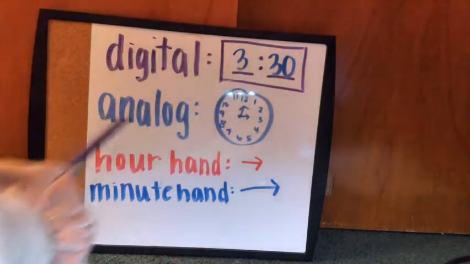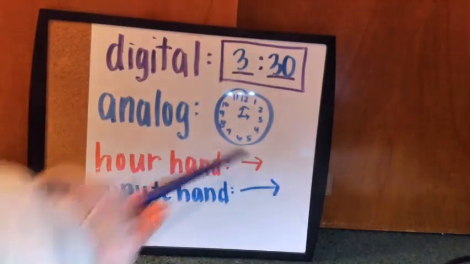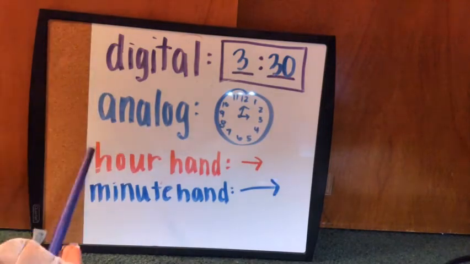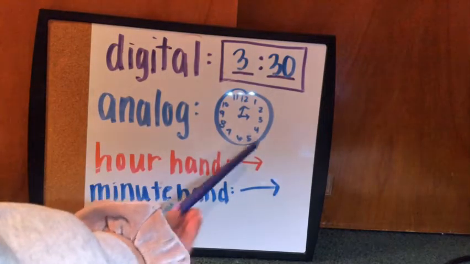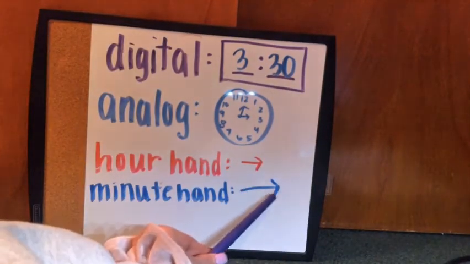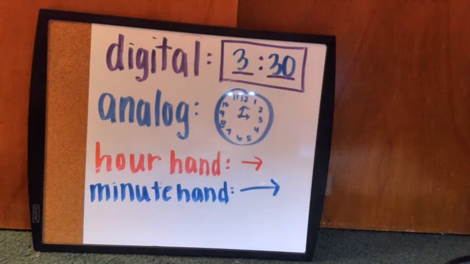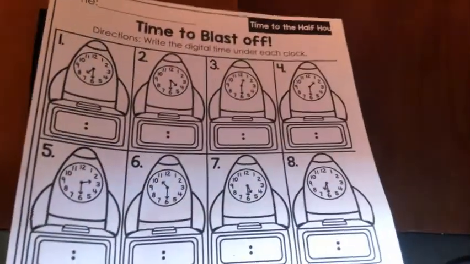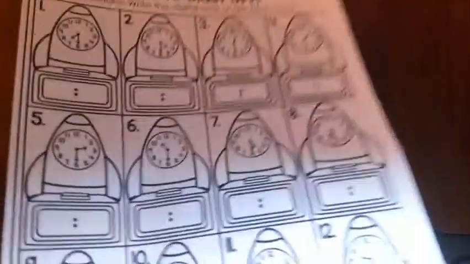Moving on to those hands, our hour hand is the small hand. Hour is a smaller word than minute, so that's always something you can think about too. Hour is smaller, so that means it has to have the smaller hand. Minute is a long word, so it means the longer hand. Alright, so let's talk about our analog clock, because today on our worksheet, we are going to have to look at the analog clocks and tell the time on a digital clock.